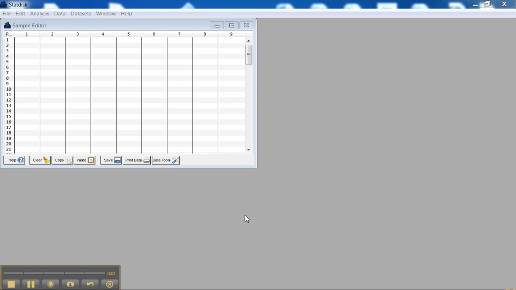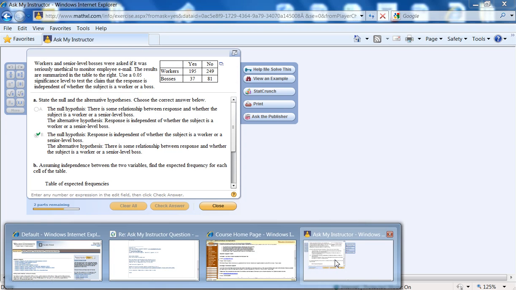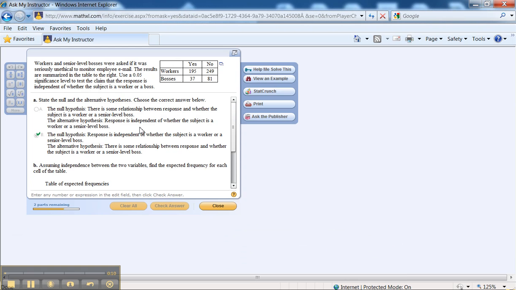Okay, I want to take a look at a problem that's in the homework, and it's on using the chi-square test of independence. So it says workers and senior level bosses were asked if it was seriously unethical to monitor employee emails. So what we want to see here is the responses from the workers and the bosses about monitoring employee email. So we have the workers' responses here, how many yeses there were by workers and how many no's there were by workers. And then the bosses also, 37 said yes and then 81 said no.